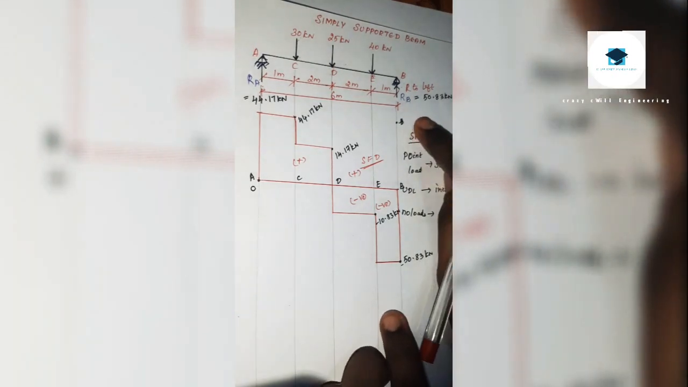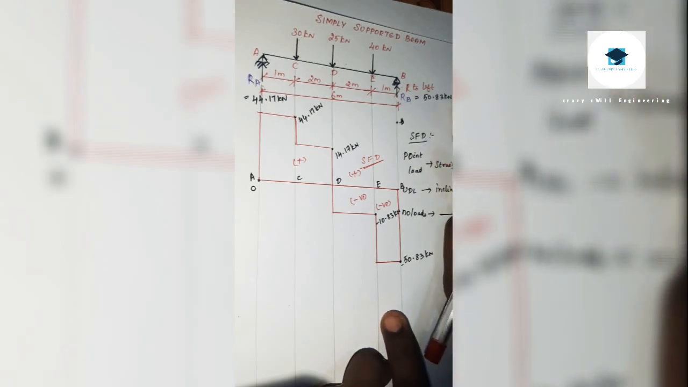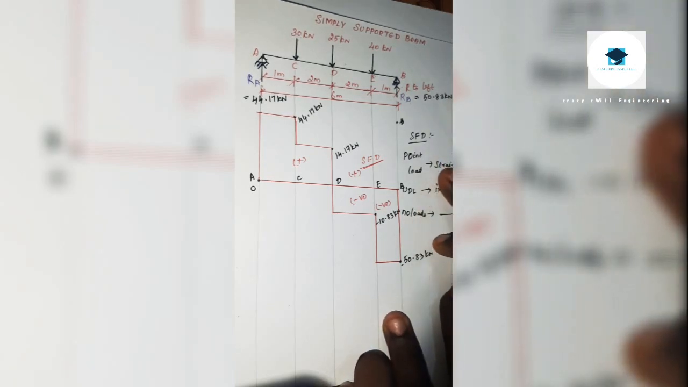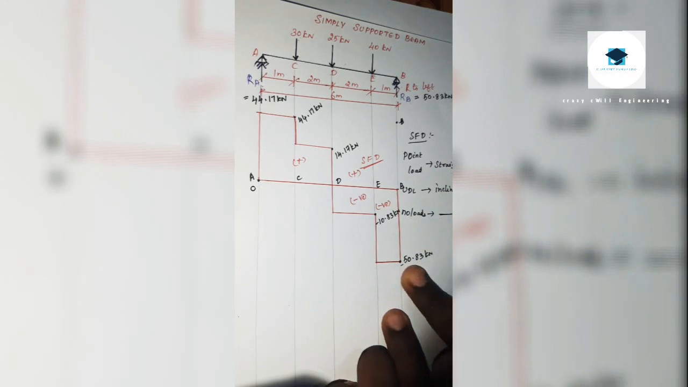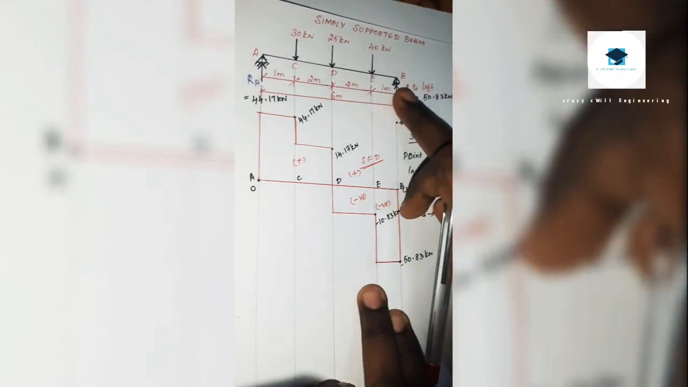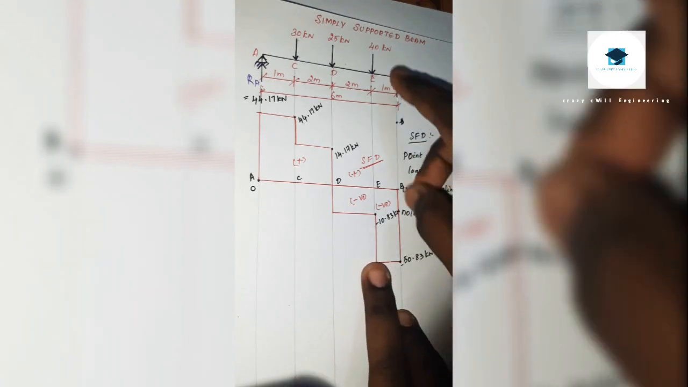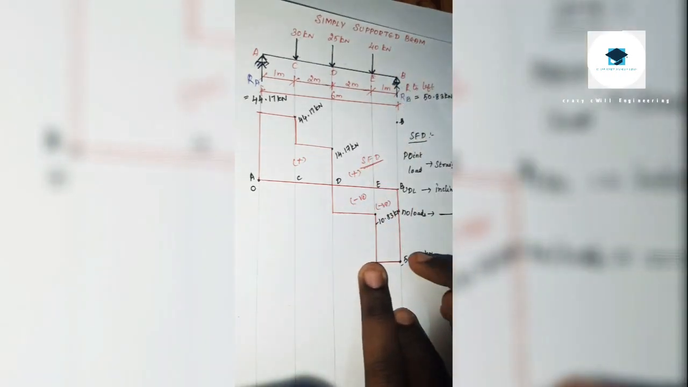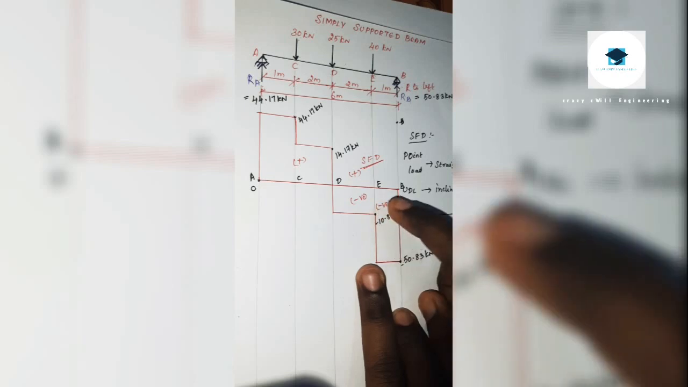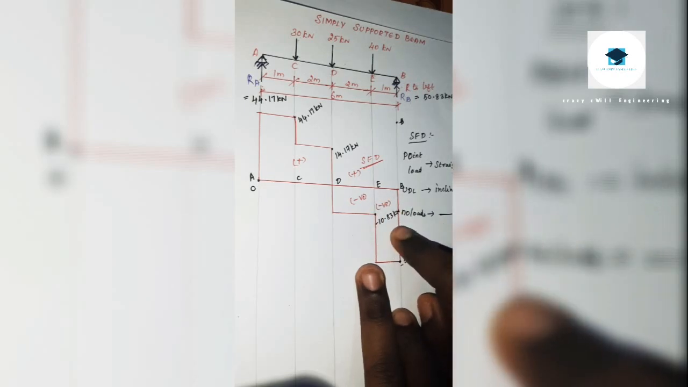Here is RB. RB is 50 minus 50.83. So the straight vertical line, minus means down. Here between E and B has no load. So horizontal line up to E, and here 40 kilonewton is acting. So the line is drawn vertically up to minus 10.83.